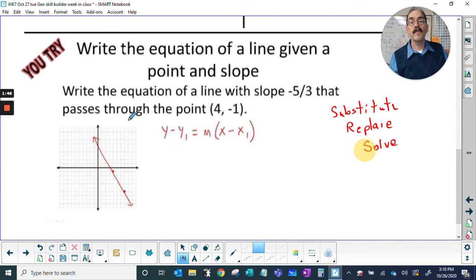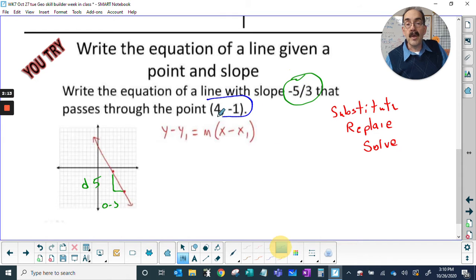Let's take a look at this line. We could calculate the rise over the run, but they gave it to us: down 5 over 3. They gave us the slope. They're also telling us a point on the line, (4, -1). Over 4, down 1. There it is.